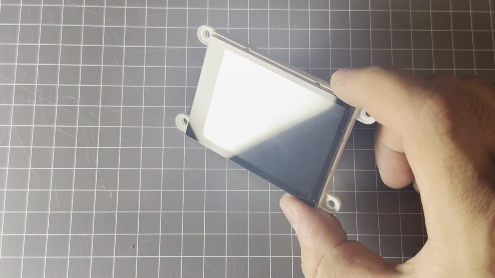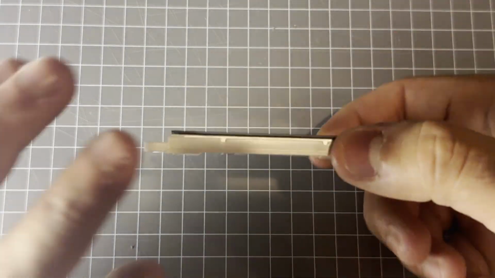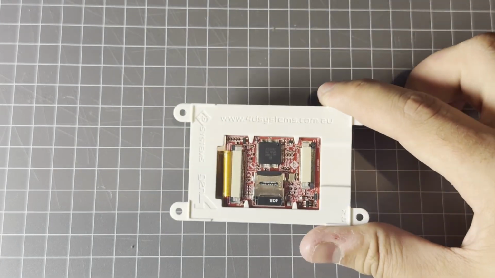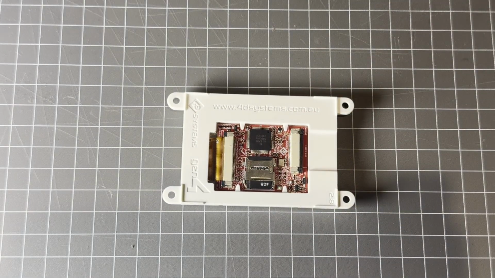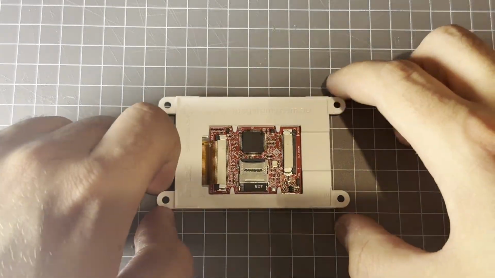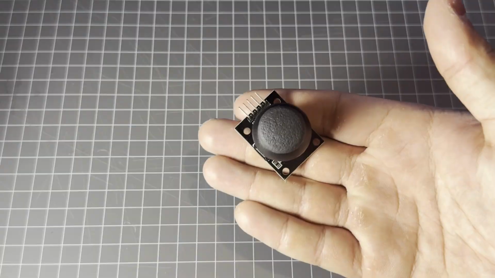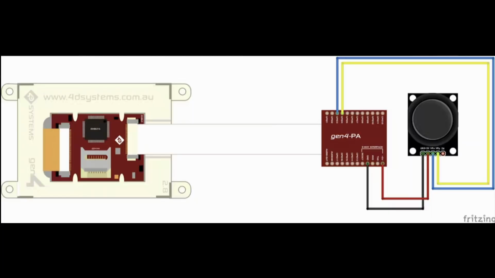For this project, I will be using a Gen 4 ULCD 2.8 capacitive touch display. I will also be using a Gen 4 UPA breakout board, which I have soldered pins onto, and I will be connecting a joystick module to the breakout board as well. Here is a wiring diagram of the setup for reference. Now that we have gone over the setup, I'll head into Workshop 4 and start building this program.